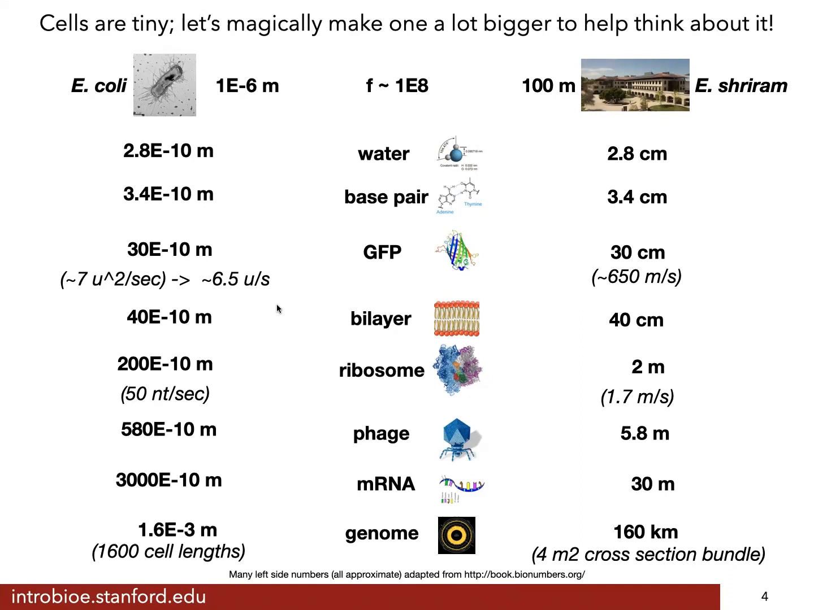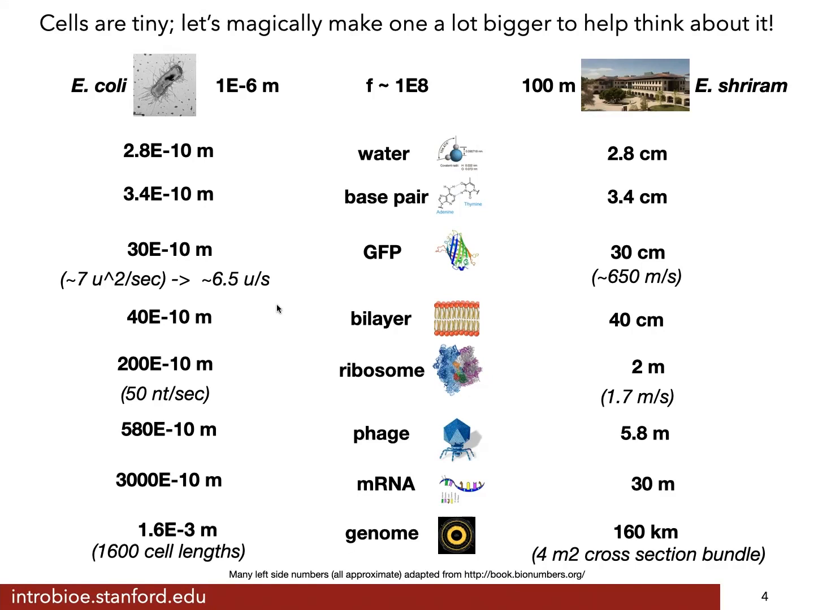Suddenly, it's a lot easier. I don't know about you, but it's going to be a lot easier for me to think about what's going on inside this object. So a water molecule is suddenly 2.8 centimeters. Well, that feels nice. It's like an inch. And a base pair of DNA, it's suddenly much more accessible. It's like 3.4 centimeters, roughly. And this green fluorescent protein that was so tiny before, 3 nanometers, 30 centimeters. What is that? Like the size of a basketball or football, approximately?